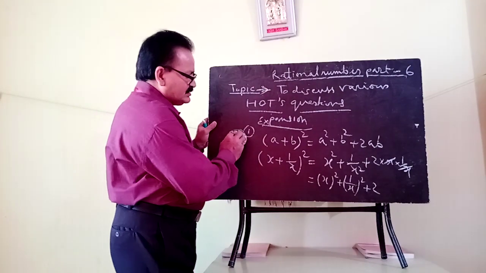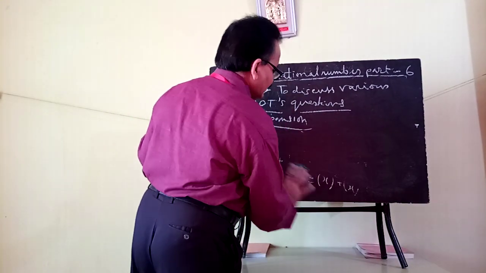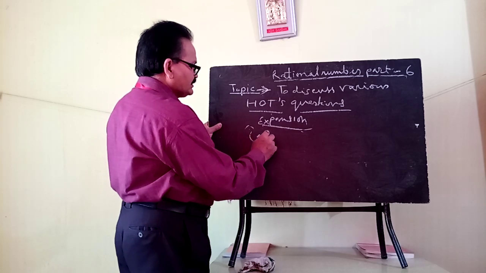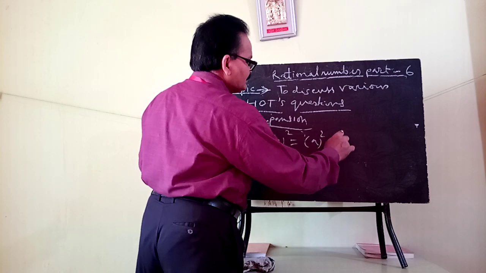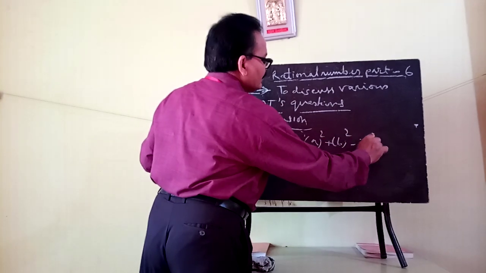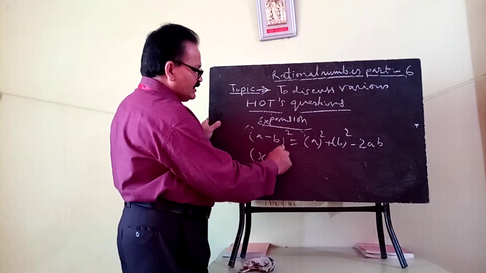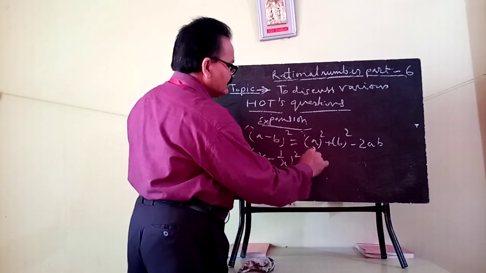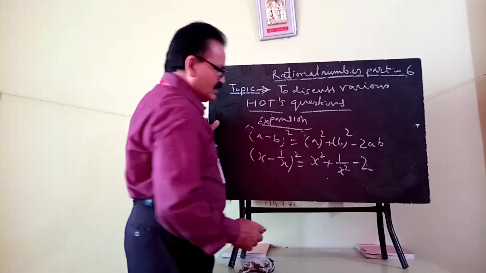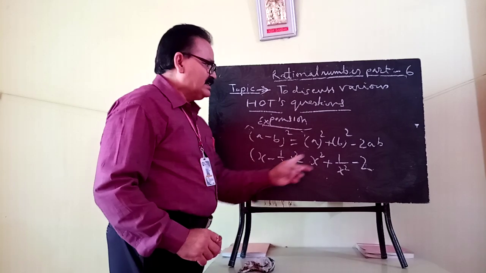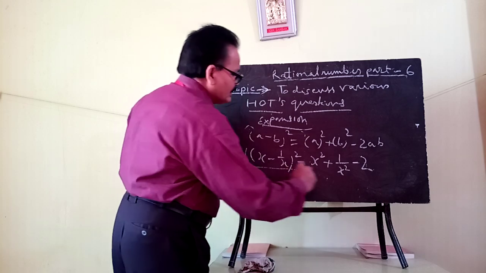Similarly, for minus there is another formula: a minus b whole square equals a square plus b square minus 2ab. If you take a as x and b as 1 upon x, then this will be x square plus 1 upon x square minus 2, because in 2 into a into b, with a as x and b as 1 upon x, the x's cancel each other, so you get this formula.